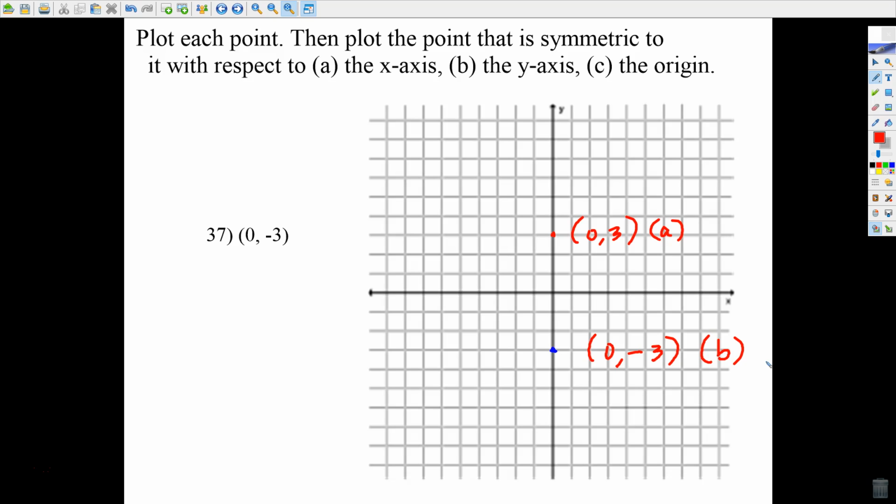And then finally, part C. John, what do you think? What point would represent origin symmetry for (0, -3)? (0, 3). So the answer that we got for part A is actually also the answer for part C.